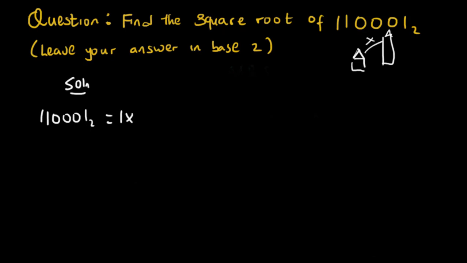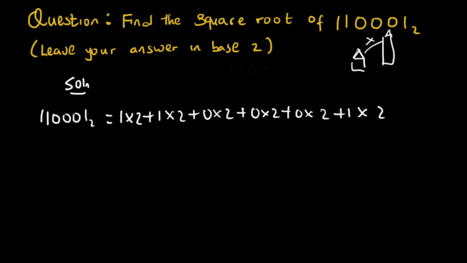So we have 1 times 2 plus 1 times 2 plus 0 times 2 plus 0 times 2 plus 0 times 2 plus 1 times 2. I hope you've not forgotten: we multiply, we rank, and then we solve. So we've multiplied. Can we rank? Remember, we are ranking on the base: 0, 1, 2, 3, 4, 5.